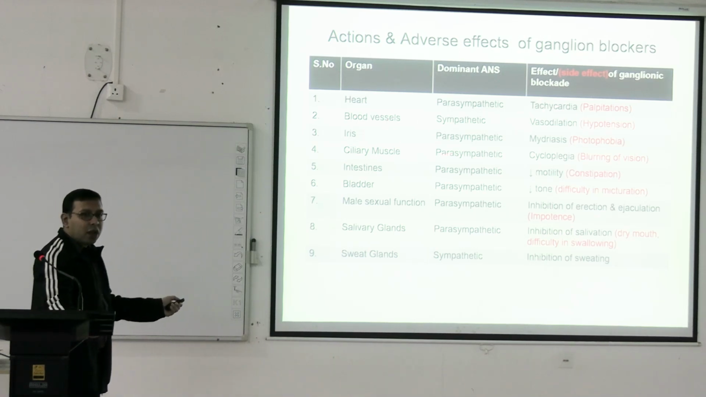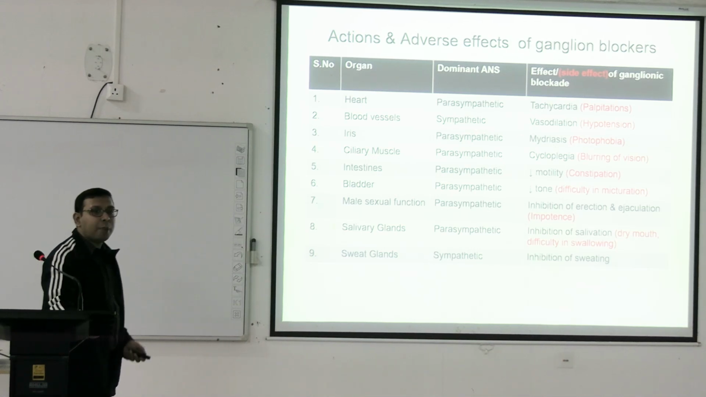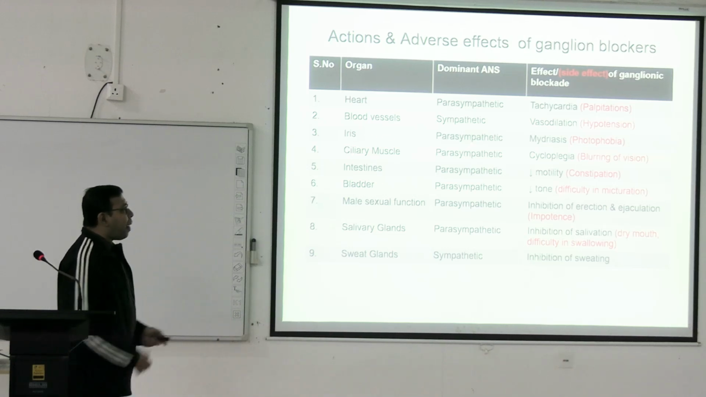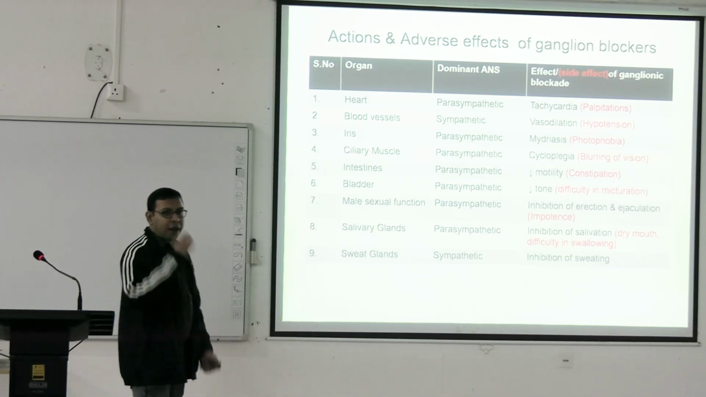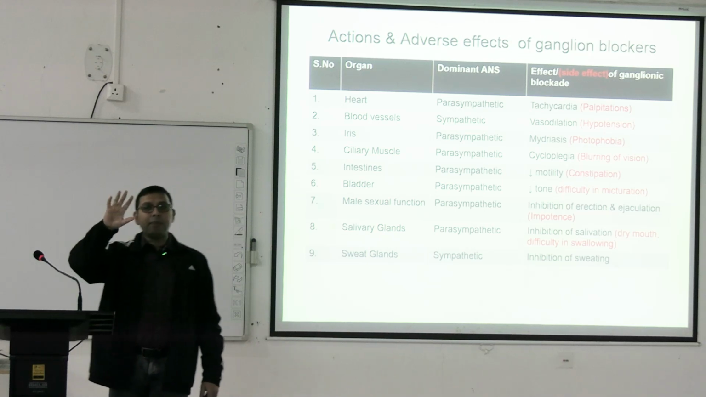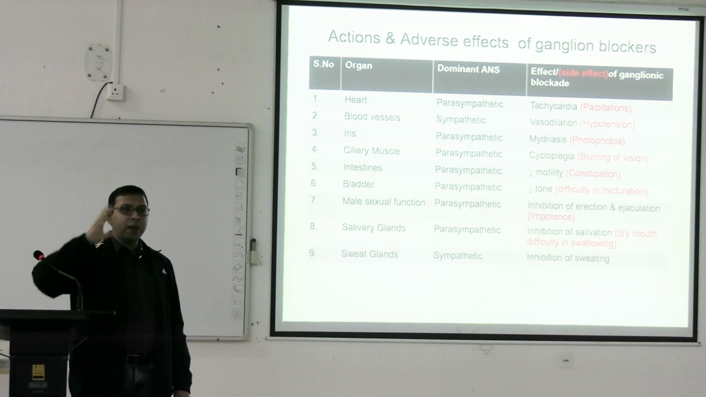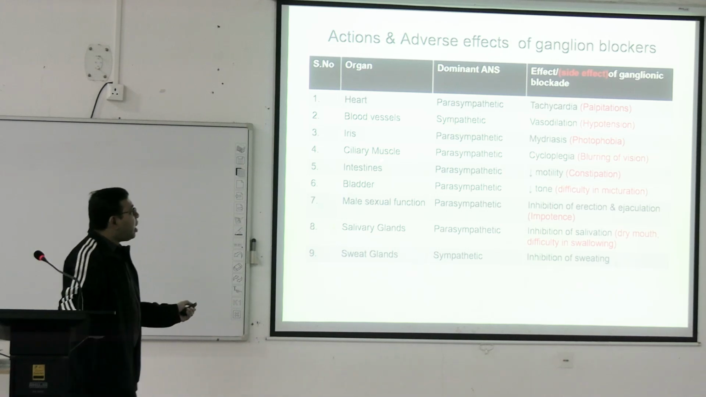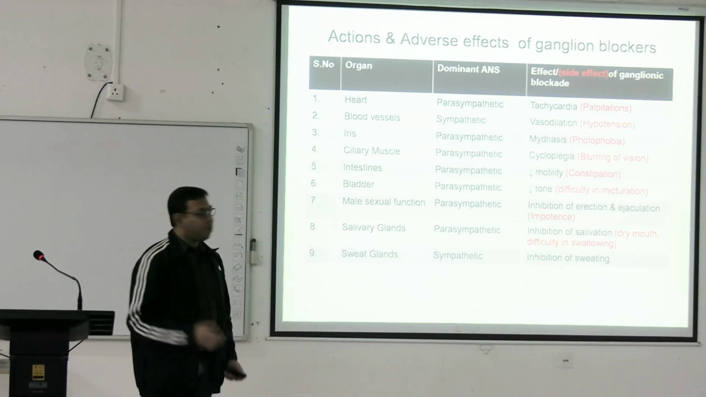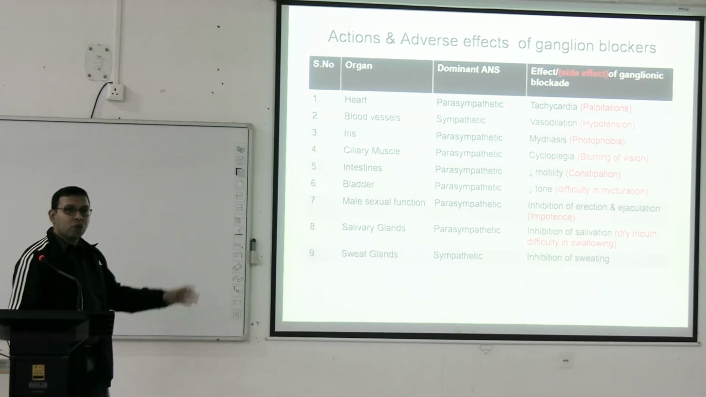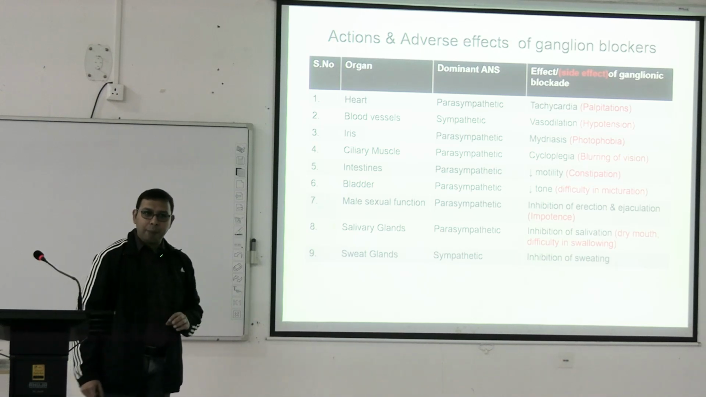In the blood vessels, the dominant is the sympathetic. So there will be vasodilation. So the patient comes with hypotension, that is dizziness. In the iris, again the parasympathetic, so mydriasis. Mydriasis means the pupil becomes larger, so there may be photophobia. So in the sunlight, the patient will be uncomfortable. Ciliary muscles, again parasympathetic, there will be cycloplegia, that is blurring of the vision. Intestine, again the parasympathetic is the main one, so this is blocked, motility is decreased, so constipation can happen.